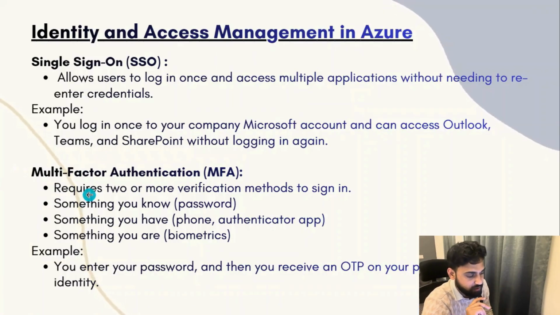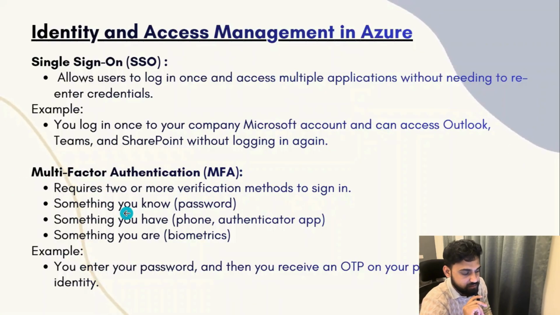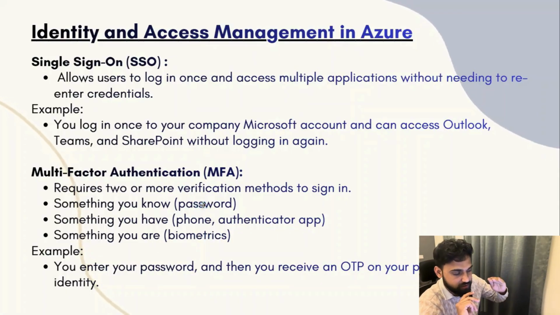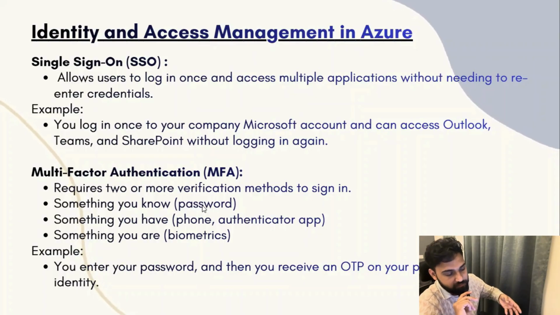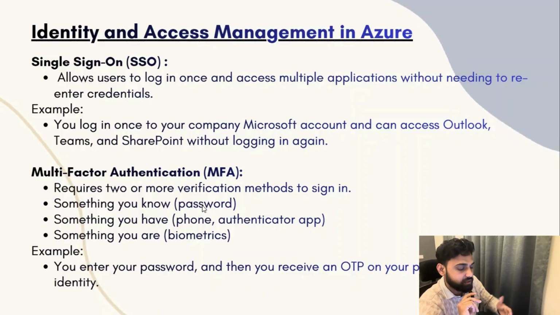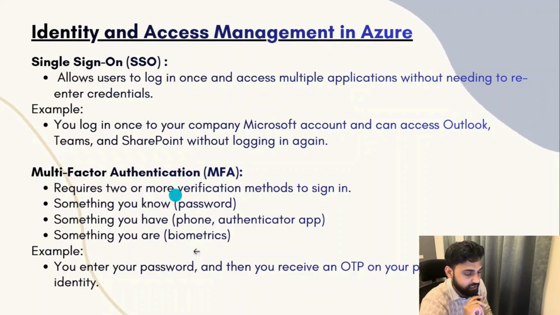By the definition, it requires two or more verification methods to sign in: something you know, a password; something you have, a phone or authenticator app; something you are, biometrics. All these patterns you will see in the authentication steps, either a password, either a phone or authenticator app, or your biometrics, okay. Something like that they will put.